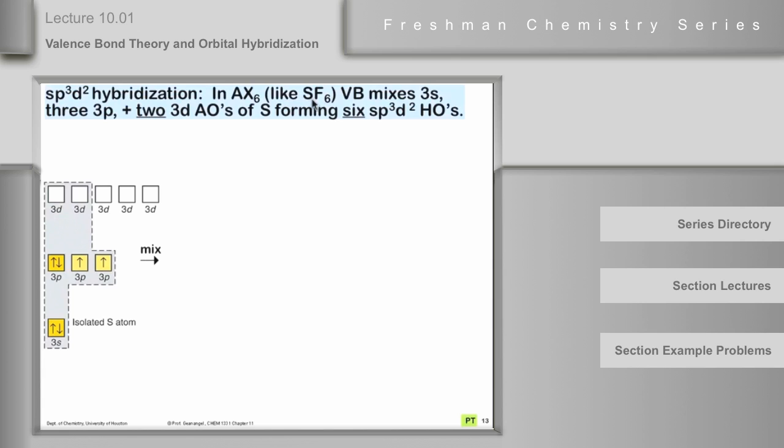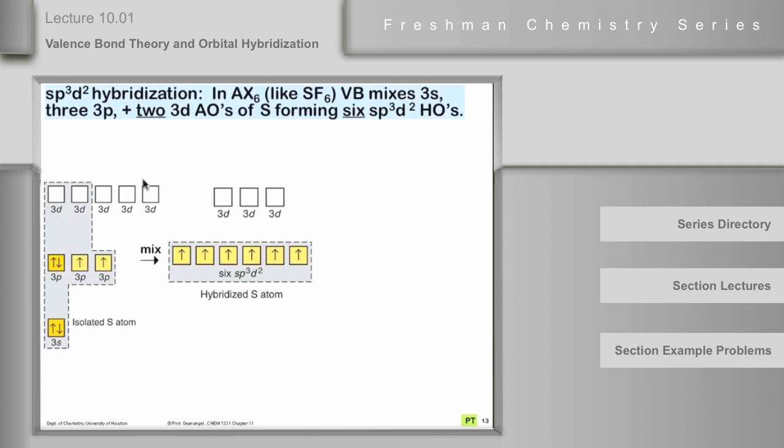And in something like sulfur hexafluoride, which we've given before as an example of expanded octet with 6 pairs of electrons, the valence bond model chooses the center atom, in this case the sulfur 3s, 3 of the sulfur 3p's, and 2 of the 3d's to form 6 equivalent sp3d2 hybrid orbitals. So here's an isolated sulfur atom, 3s2, 3p4, and there's 2 3d's up here that we're going to mix in. No electrons in them at the beginning. So that would make 6 sp3d2 equivalent hybrid orbitals.